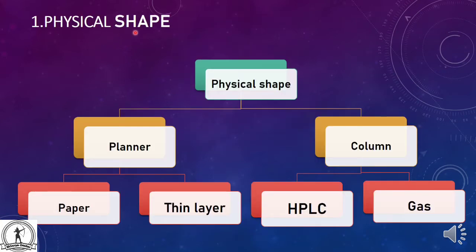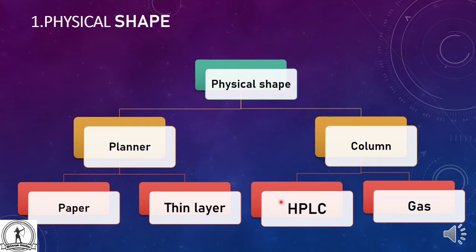First we are discussing separation by the physical shape. There are two types, planar and column. In planar there are also two types, paper chromatography and thin layer chromatography. And column itself is a very good technique. First is HPLC and second is gas chromatography.